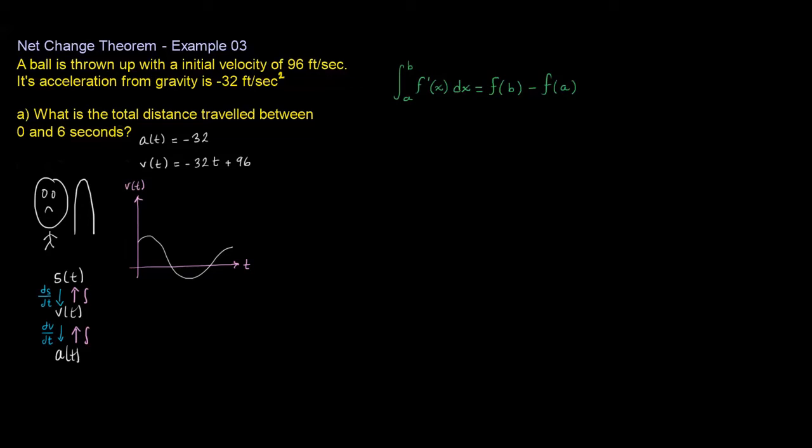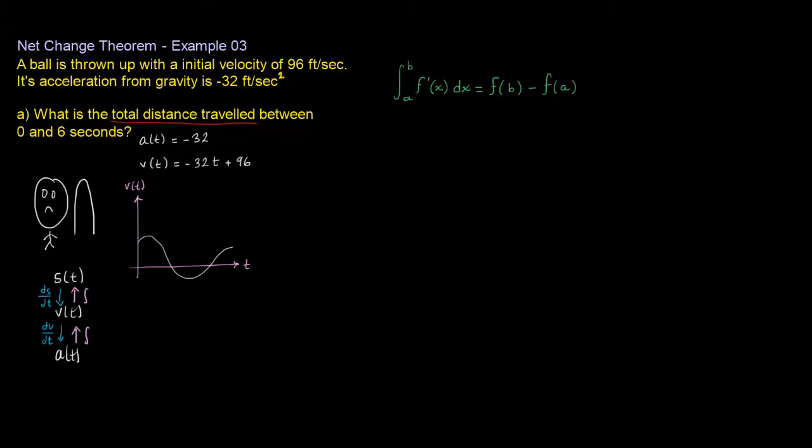Hi, in this video I'm going to explain a third example for this net change theorem, and we start with the same setting. I'm just changing the question, and the question now is, what is the total distance traveled between 0 and 6 seconds? As you can see in the previous example, we got a net change in position of 0 feet because we went up with the ball and then we went down, so we ended up at the same level that we started. But now the question asks for total distance traveled.